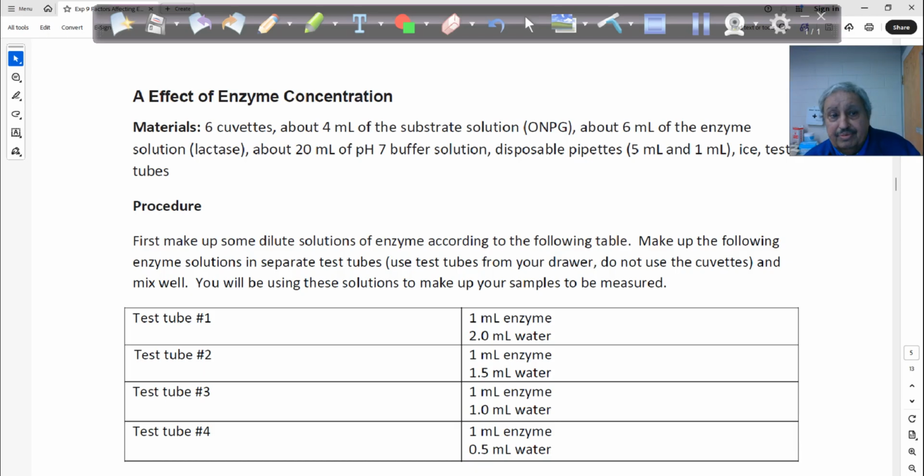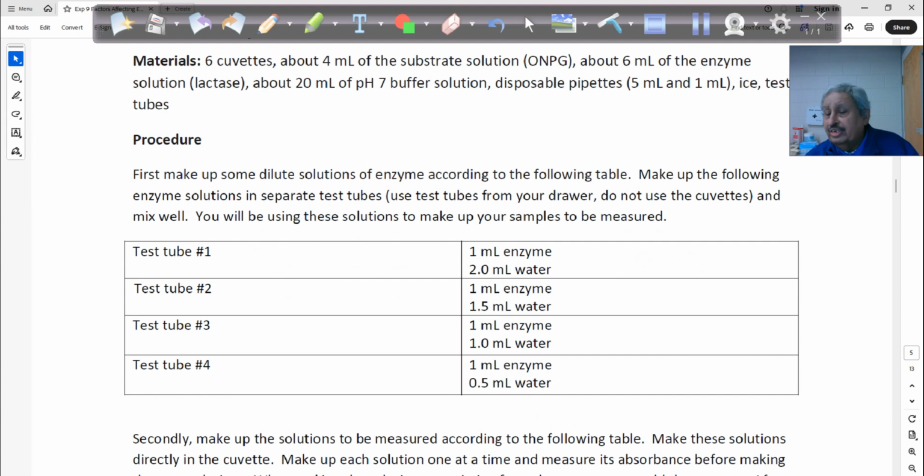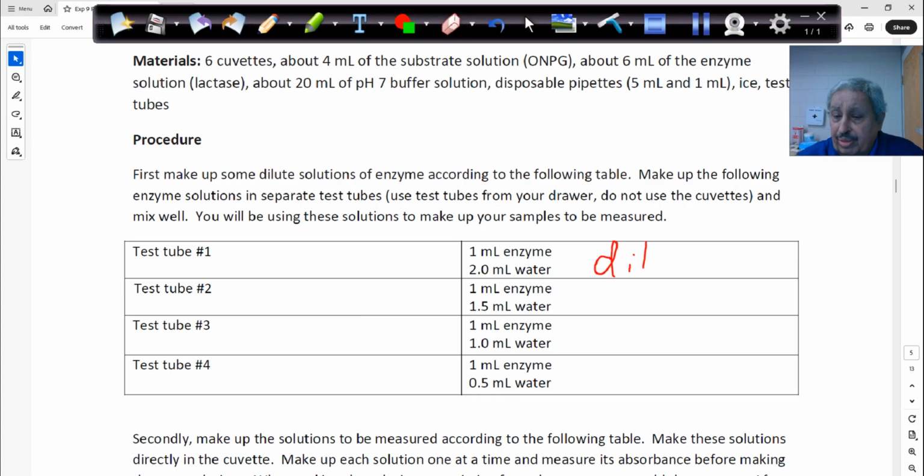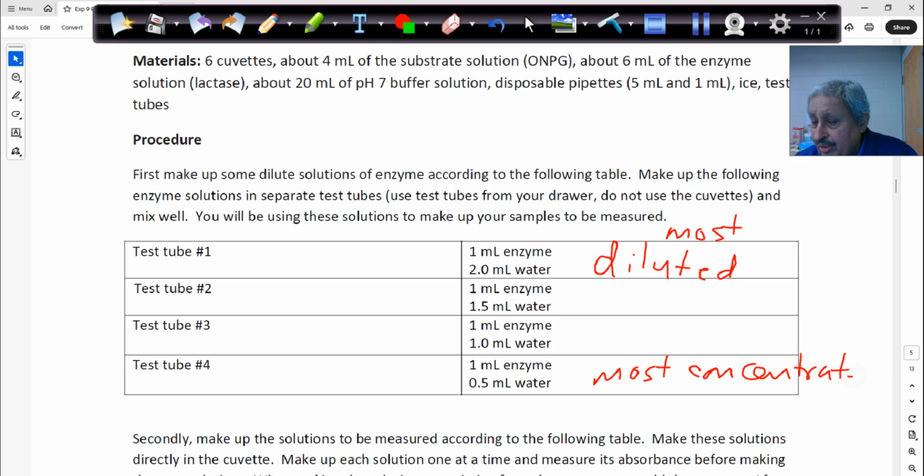So you will prepare 4 different concentrations of the enzyme. How do I know those 4 different concentrations? Well, this is the most diluted one, and this is the most concentrated one. These are the 4 test tubes with 4 different concentrations of the enzyme. The enzyme is kept at 1 ml, it's not changed. So in all those 4 test tubes, the enzyme is kept to be 1 ml.